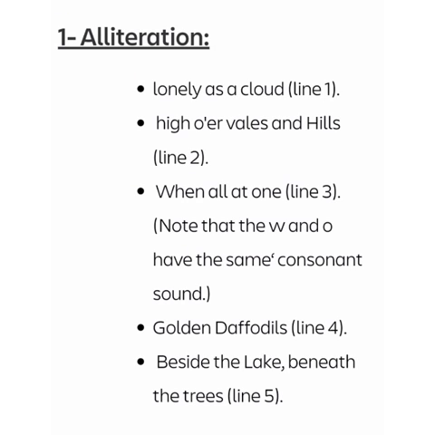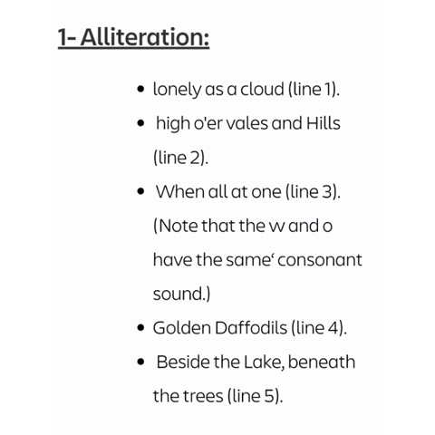The various examples of alliteration used in this poem are lonely as a cloud. Children, as you know, alliteration is a repetition of consonant sound. Here, the sound of consonant L is repeated in line 1. Another example of alliteration is high over vales and hills. Children, if you can see in this line, that's the second line of the poem, the consonant H is repeated.